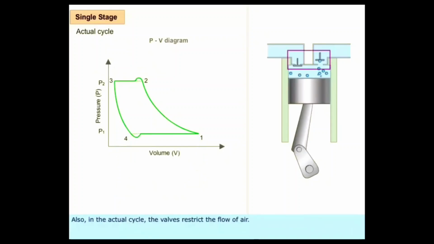Also, in the actual cycle, the valves restrict the flow of air. The delivery pressure increases initially above P2 and then returns to delivery pressure P2. The inlet pressure decreases below P1 and later returns to the induction pressure P1. Hence, the actual compressor cycle appears as shown.